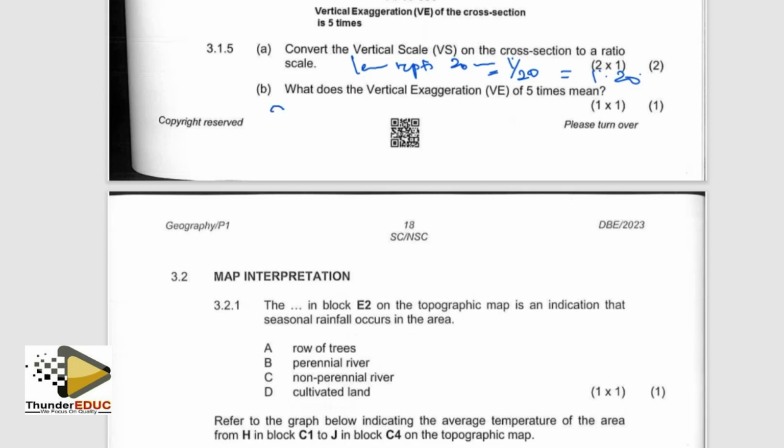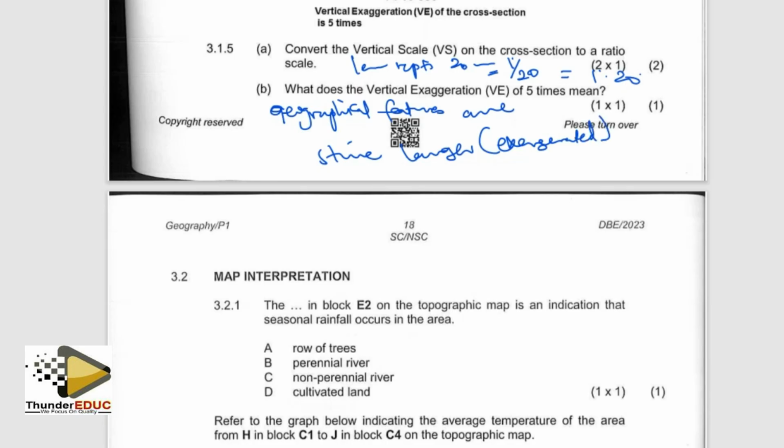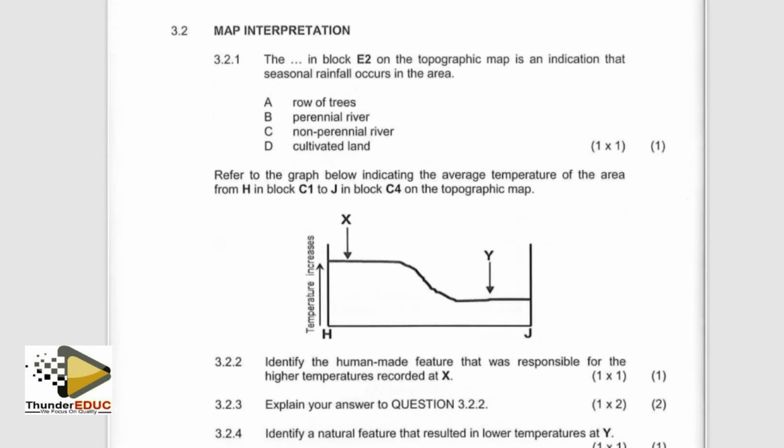1 to 20. Okay. Then what does the vertical exaggeration of 5 times mean? It means geographical features are 5 times larger or exaggerated, making them visible. So it is 5 times bigger. 5 times larger or bigger or exaggerated. Okay. We go to 3.2.